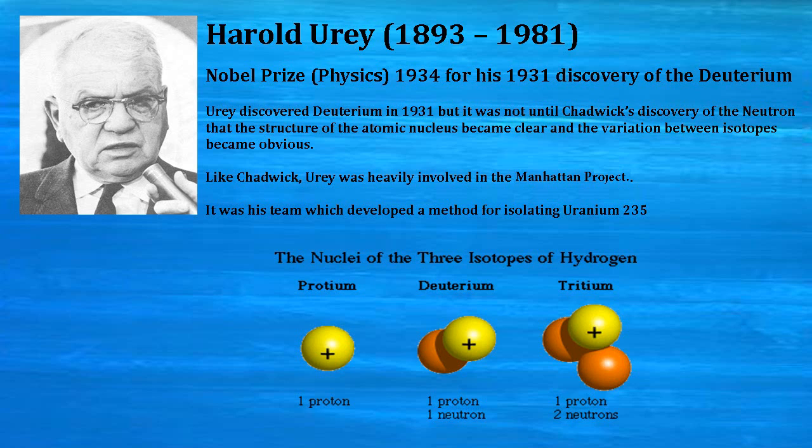The common isotope of hydrogen, also known as protium, has a single proton in its nucleus. The deuterium isotope of hydrogen has a proton and neutron in its nucleus. It was the discovery of the neutron in 1932 which made the structure of the isotope he'd discovered in 1931 now very obvious to Urey.